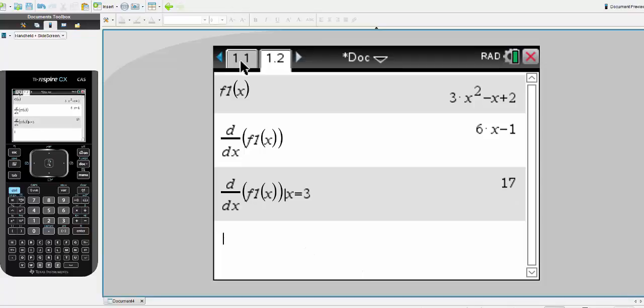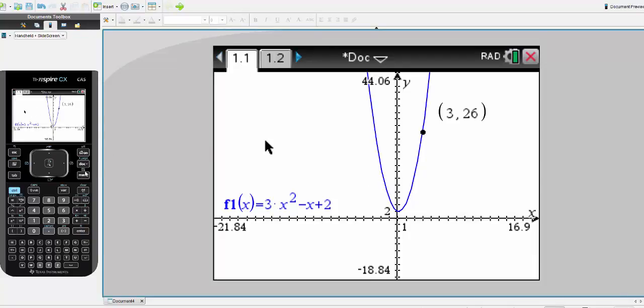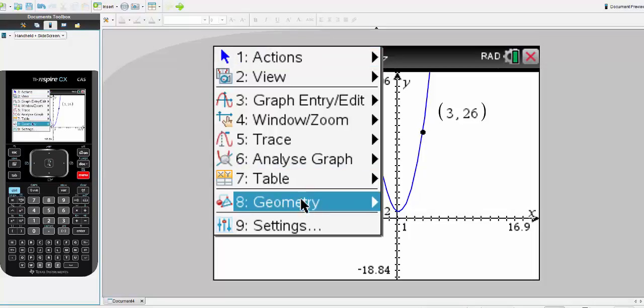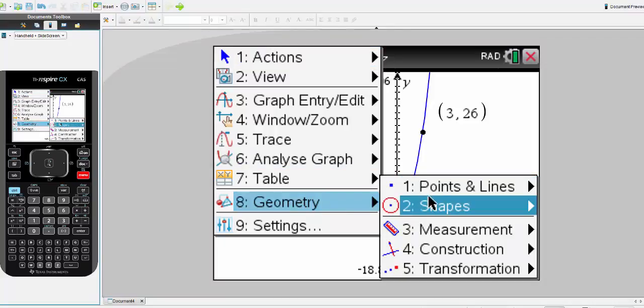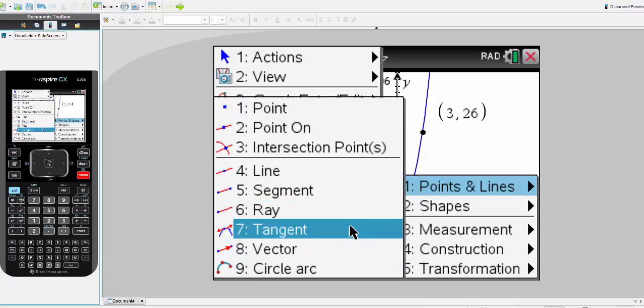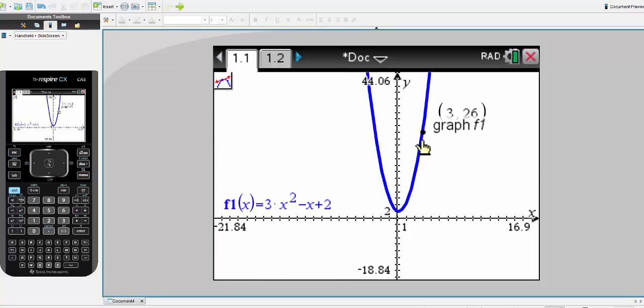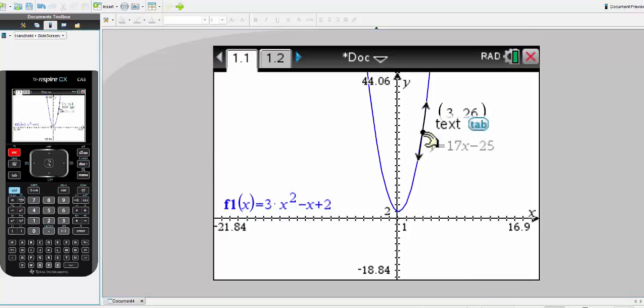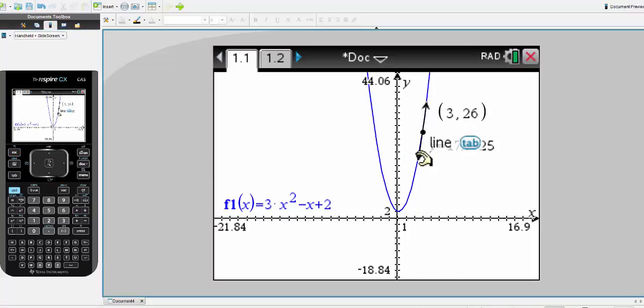Now let's check this with another way of doing it. Geometry, points and lines, and tangent. I think you've seen this in a previous tutorial. And then I just click on that point, and then we get the equation of the tangent, not just the slope. We get the whole equation of the tangent. I can grab this and extend these arrows a little bit. There we see the tangent.